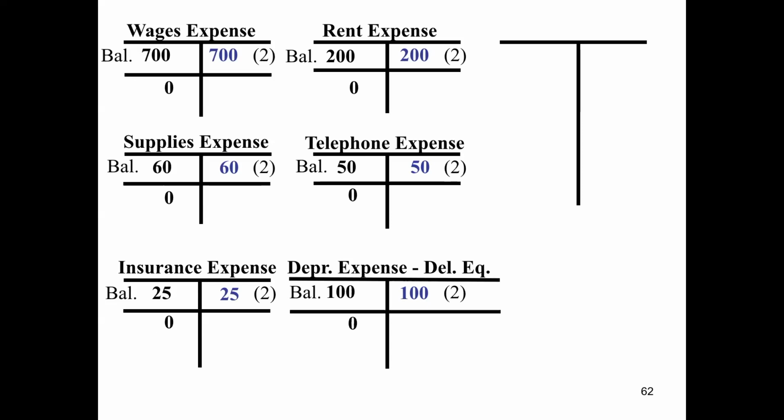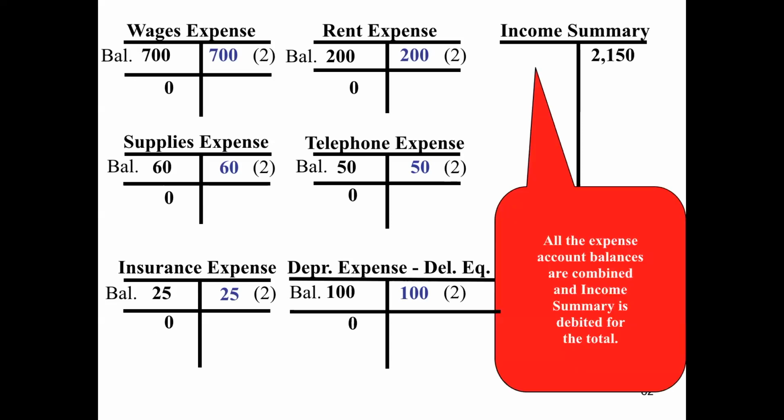So the expense accounts are credited to create a 0 balance, while the income summary must be debited for the total of the expenses. So the total expenses are equal to 1,135. It's like we transfer all the balances to income summary. So right now the balance of income summary is 1,015. That is 2,150 minus 1,135.